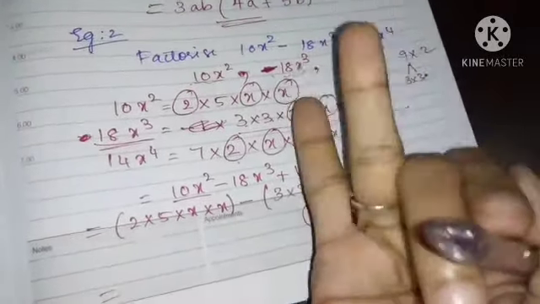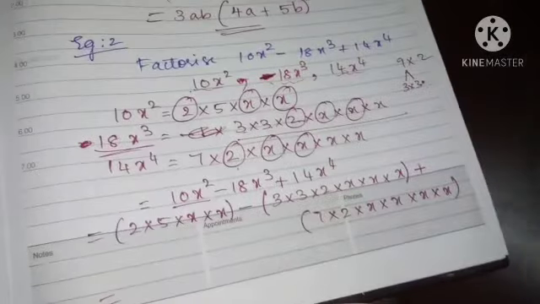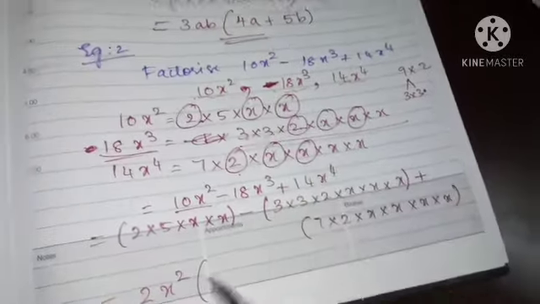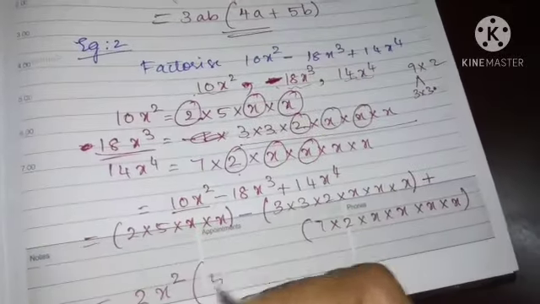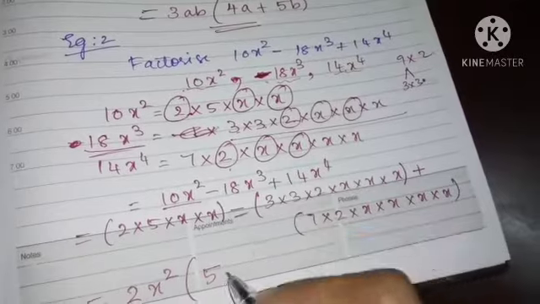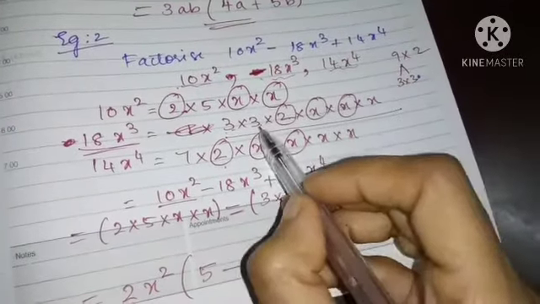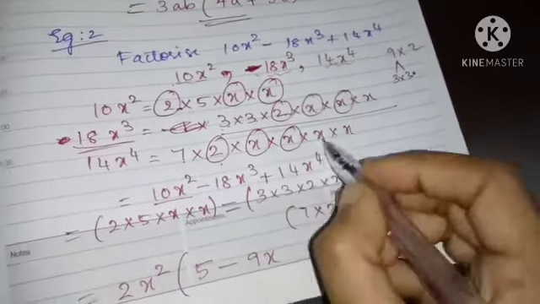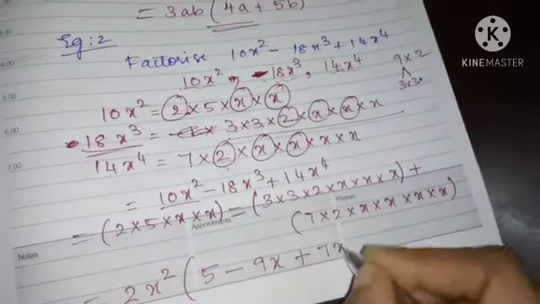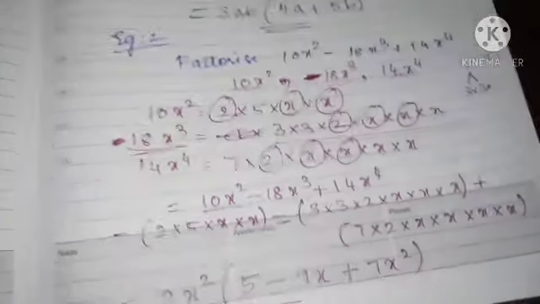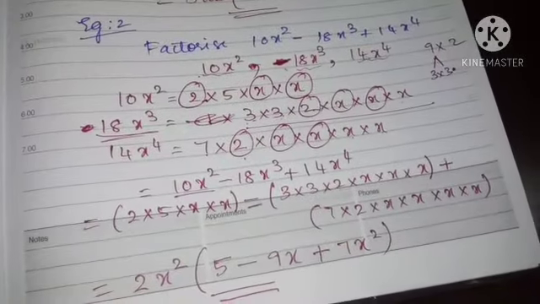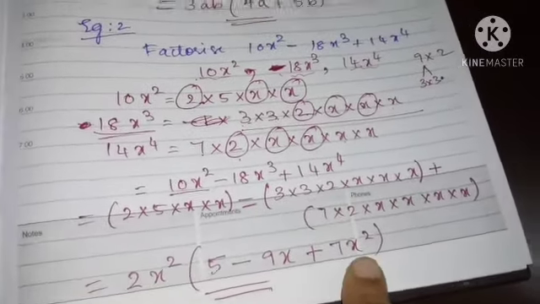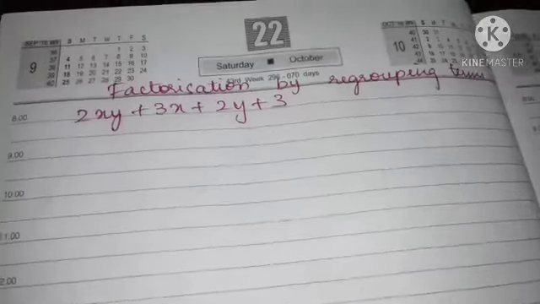So 2 into x into x is 2x square. Now what is remaining? Here 5. Here minus, and 3 3s are 9, 9 into x, 9x. Then here 7 into x into x, plus 7x square. So what is the answer? 2x square into (5 minus 9x plus 7x square). Understood? This is your another method.